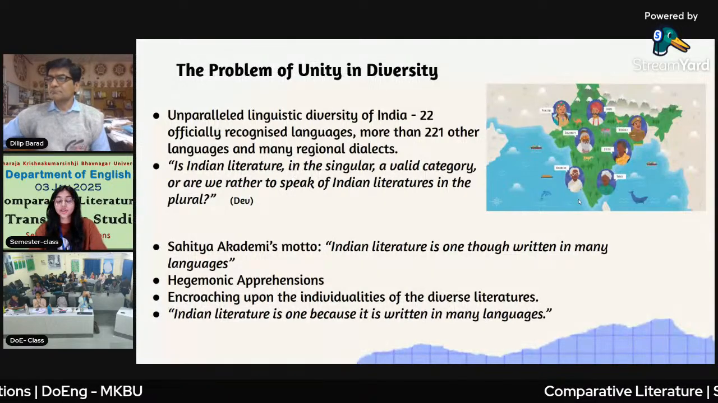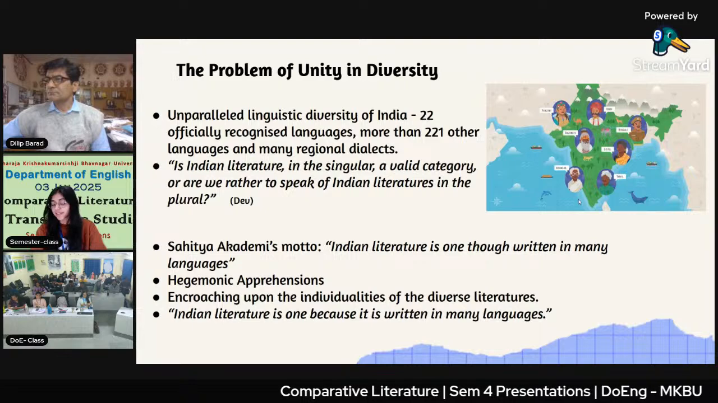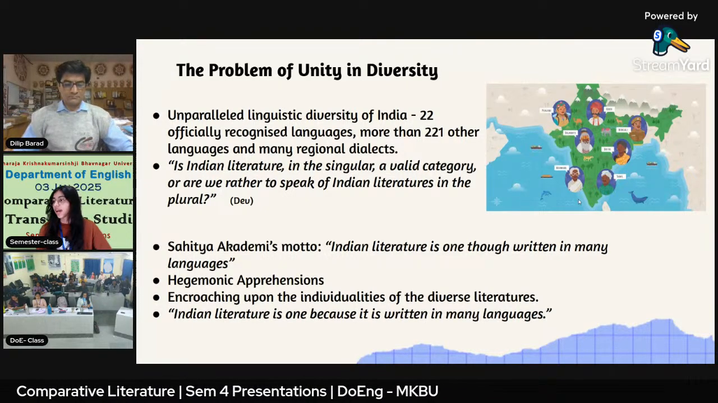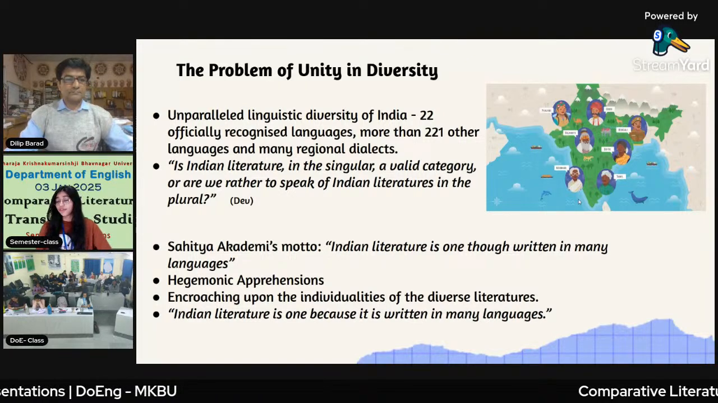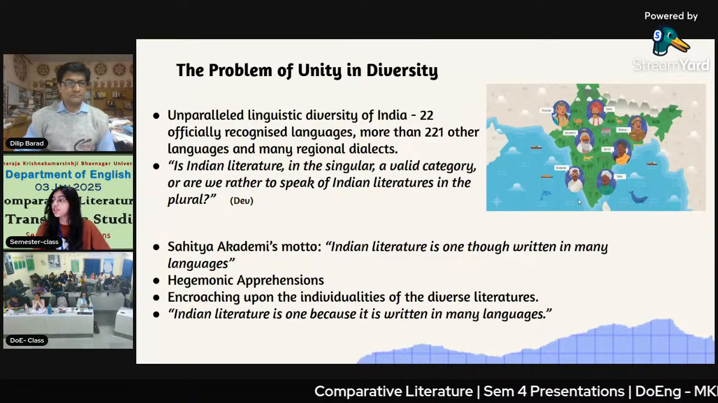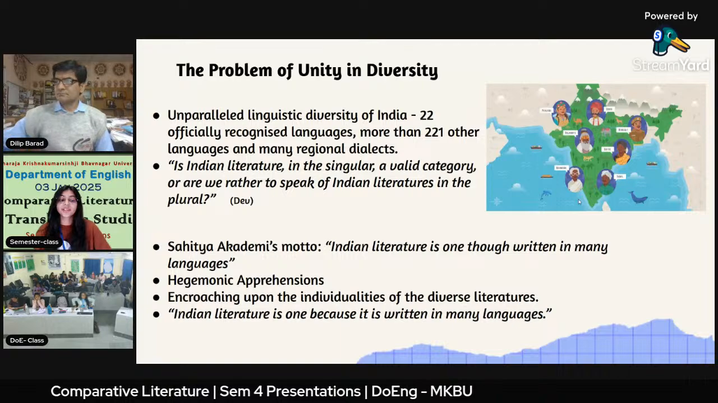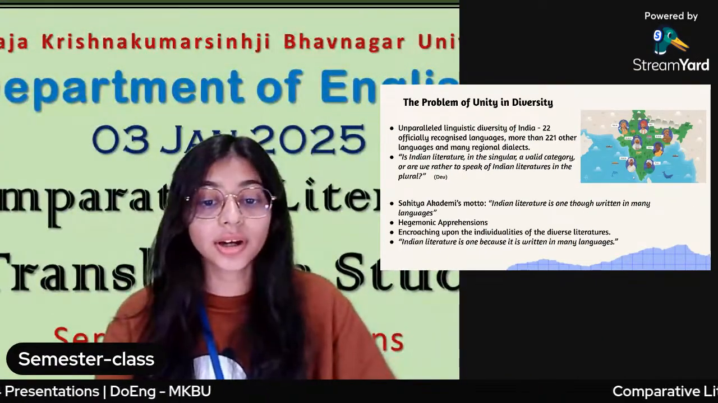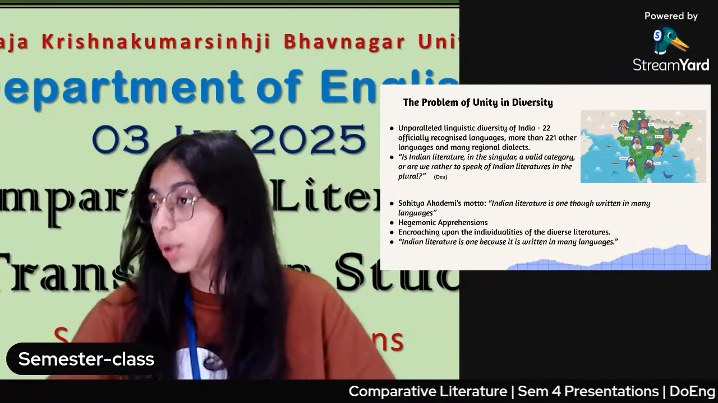Now let us dive into the very first concept given by Amiya Dev, which is the problem of unity in diversity. As we all know, India has unparalleled linguistic diversity. There are officially 22 recognized languages. Unofficially, there are more than 221 other languages, and there are many different regional dialects. Because of this linguistic diversity, Amiya Dev presents the question: is Indian literature in the singular a valid category, or are we rather to speak of Indian literatures in the plural?